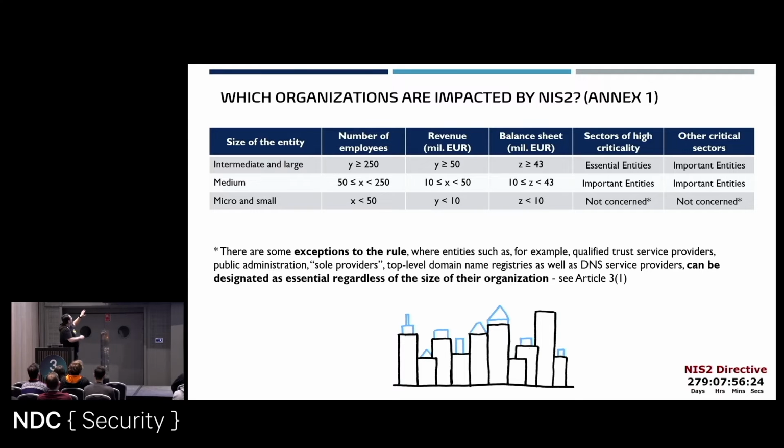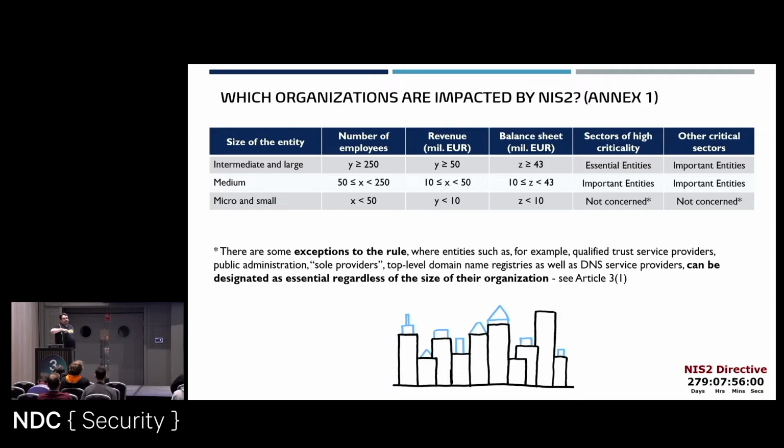But if you notice, with the medium, and you would fall under important entities with that, but if you've got a revenue of over 10 million euros, you already fall under important entities, right? So that's enough to make you kind of fit into the requirements for NIS. And that's between 50 and 250 employees.